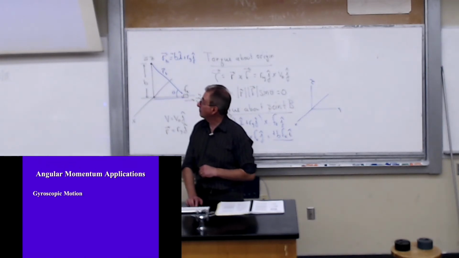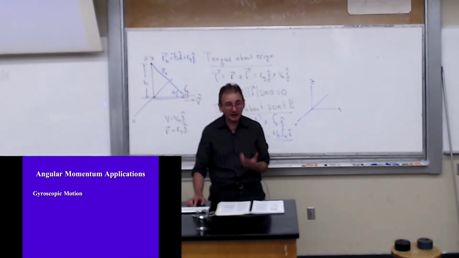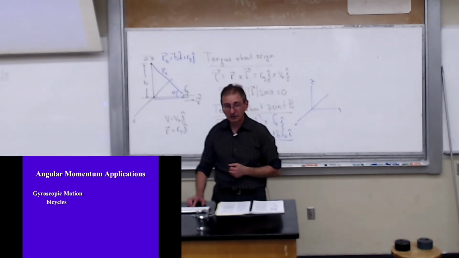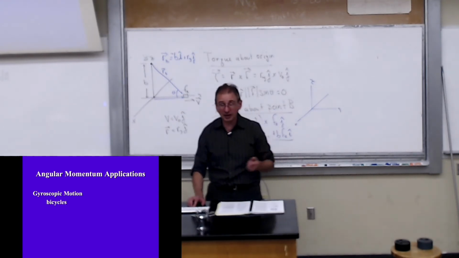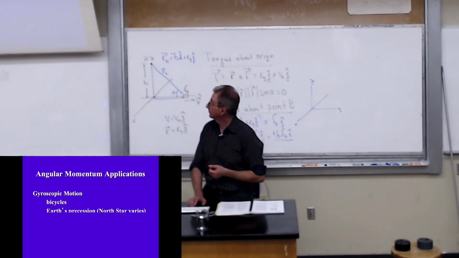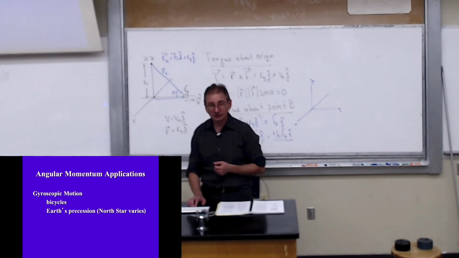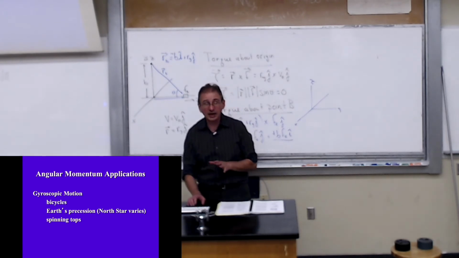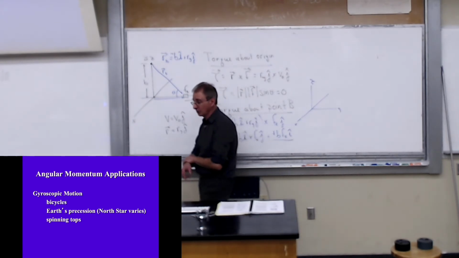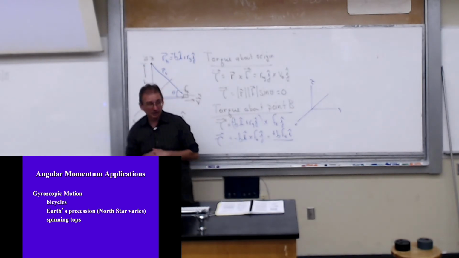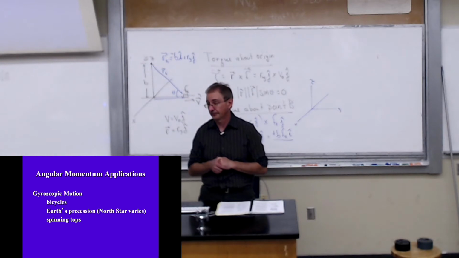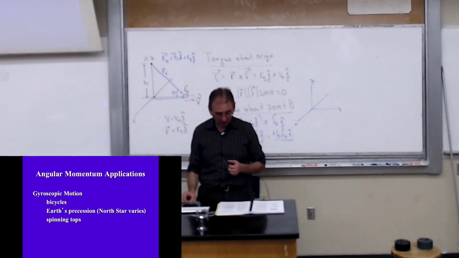So what are some applications? Well, we can apply this to gyroscopic motion. For example, bicycles, and I will do a demonstration with a bicycle wheel later on today. The Earth's precession. Spinning tops. Now granted, when you start dealing with gyroscopic motion, it does get complicated. But for some very simple cases, we can talk about them. And I will do one simple case today regarding gyroscopic motion.